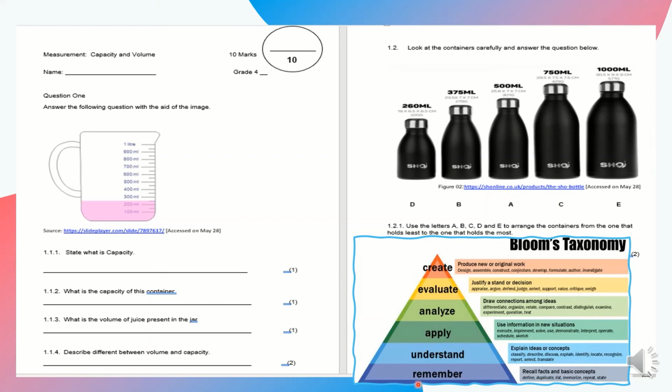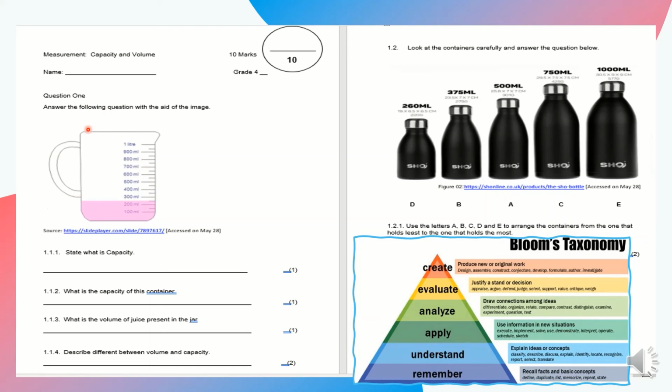Let's look at remember state. We did apply that. What is? That's now asking a child to really understand. Do you understand the concepts enough to answer what it is? Like, what is capacity? Capacity is the total, it's the space available of the objects.